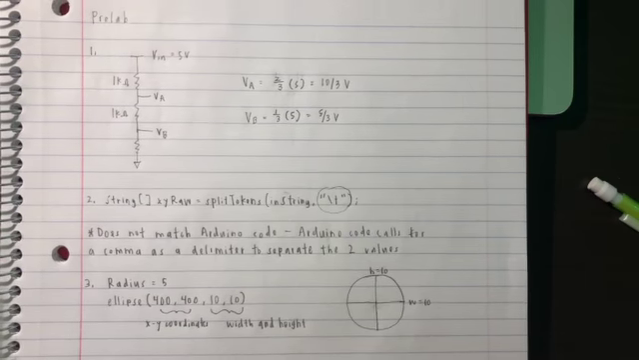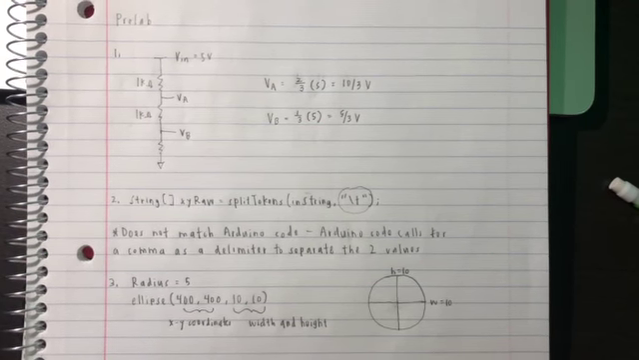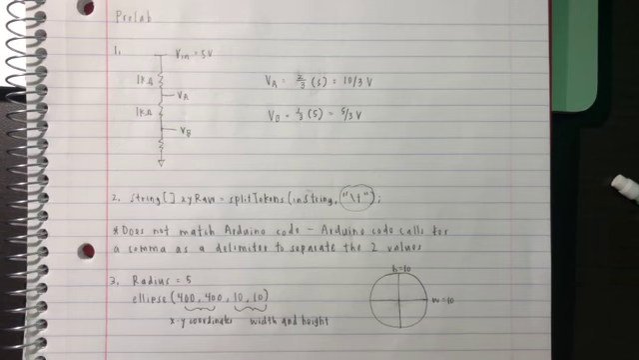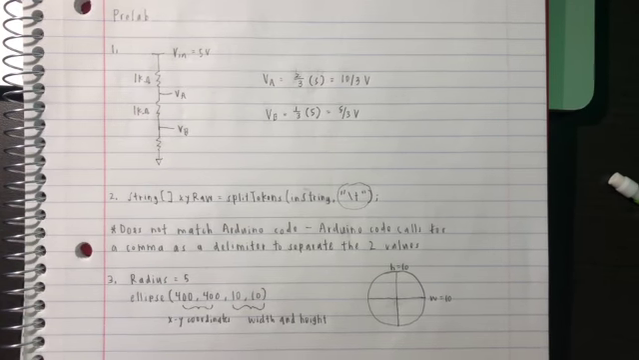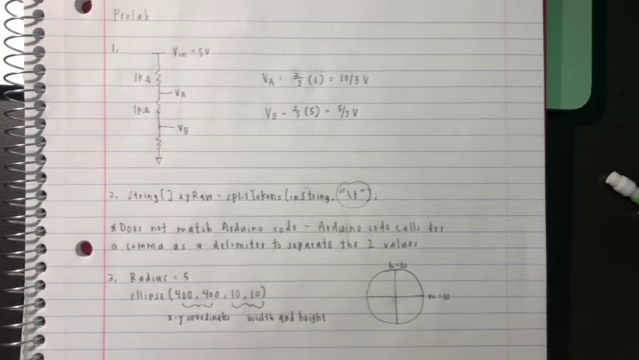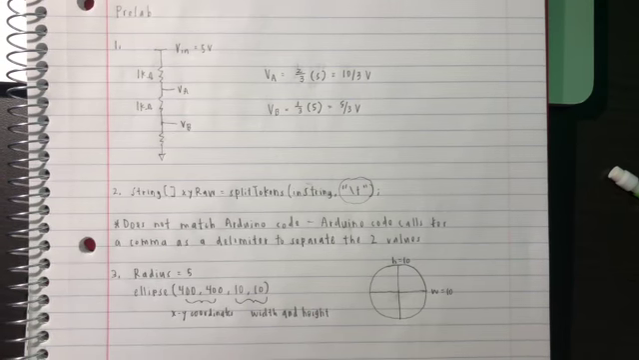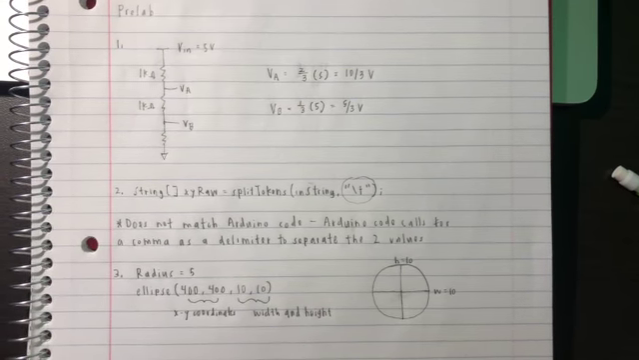These are my pre-lab questions. Question 1 was a voltage divider with VA being 10 divided by 3 volts and VB being 5 divided by 3 volts. Question 2 was an issue with the delimiter. In the Arduino code it calls for a comma, but in the processing code it calls for a tab. And lastly, the radius of that circle was 5.